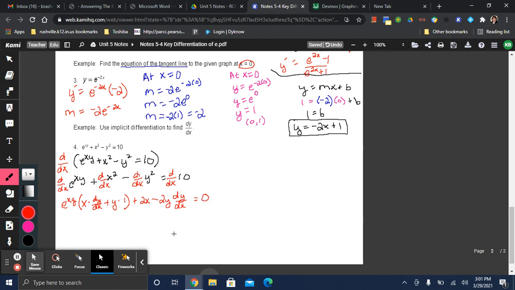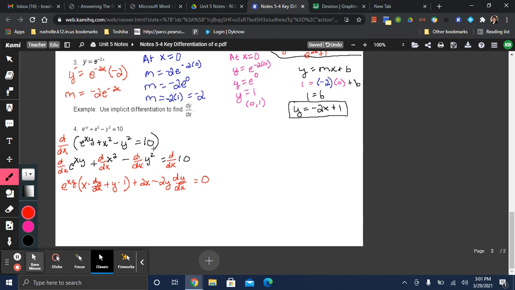So depending on what you have to do, you will possibly need to get the dy dx by itself, and that's what we need to have happen here. So there's no really good way to do this other than to remove the parentheses by the distributive property. So I'll have e to the xy times x times dy dx plus, and then e to the xy times y. And that removes the parentheses, plus 2x and minus 2y dy dx equals 0.